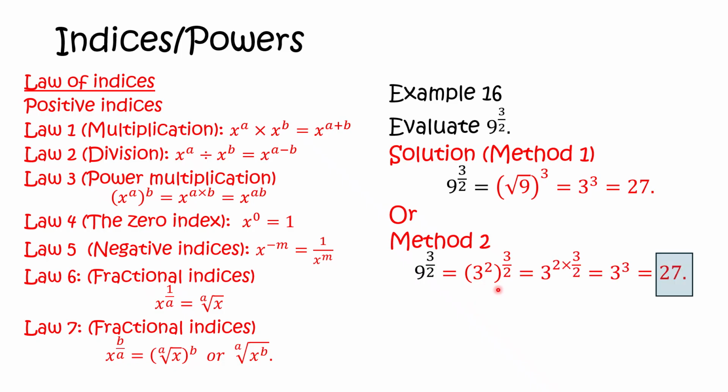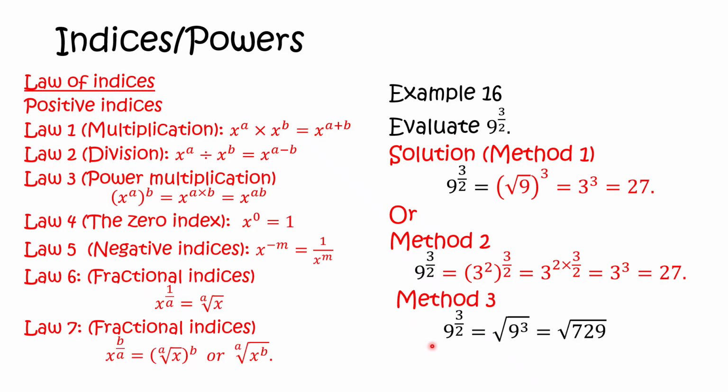The second approach, we can actually have it in this way. We know that 9 can be expressed as 3 to the power 2, and raising everything to the power 3 over 2. Now that will be equivalent to having 3 to the 2 times 3 divided by 2. So the 2's will cancel out, so that we have 3 to the power 3, and that gives us a 27.